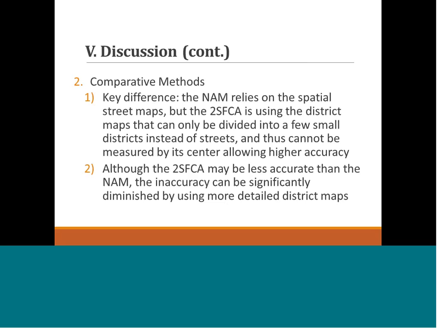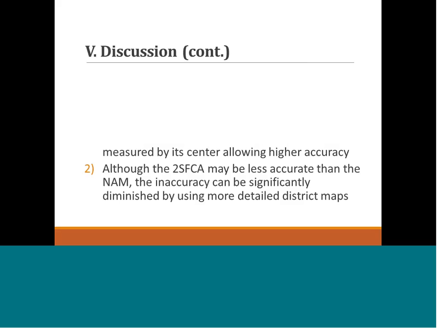That's the problem here. Number 2, although 2-step may be less accurate than the NAM, the inaccuracy can be significantly diminished or limited, even eliminated by using more detailed district maps. So that's why we need the local people's help again to join us as research collaborators to find much more accurate and detailed district maps.